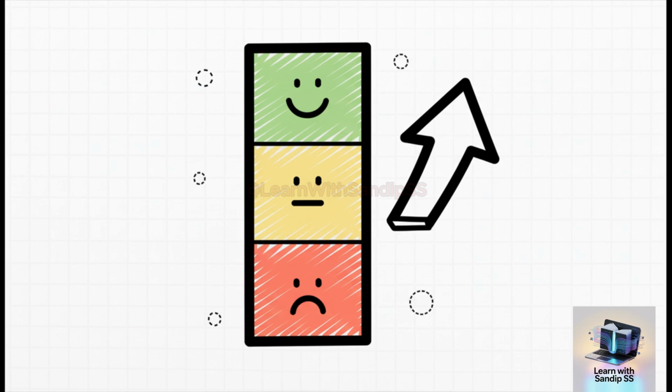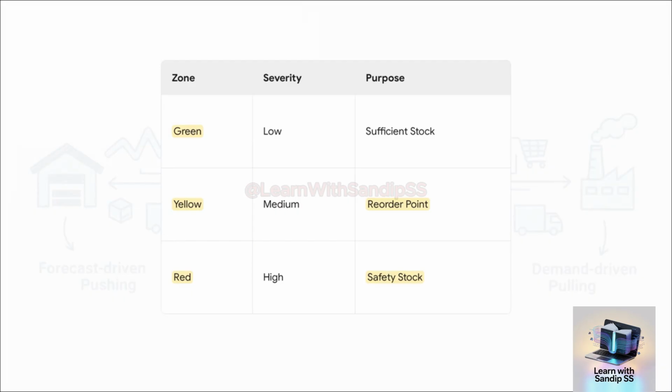The whole idea is to manage these buffers using a simple traffic light system. It's all about color-coded zones. It couldn't be simpler, really. If your inventory level is in the green zone, you're golden. Plenty of stock, no worries. When it dips into the yellow zone, that's your signal. Ding, ding, ding. Time to reorder. And the red zone, that's your critical safety net, the buffer that protects you from a stock out. It's a beautifully simple visual way to know exactly where to focus your attention.